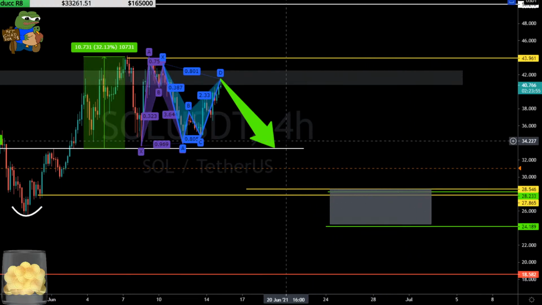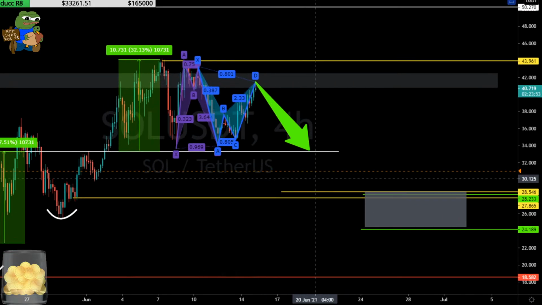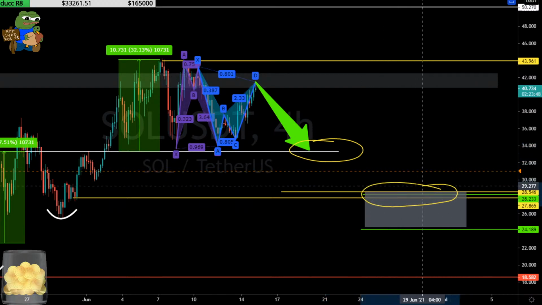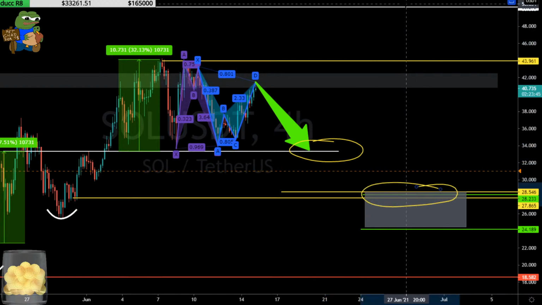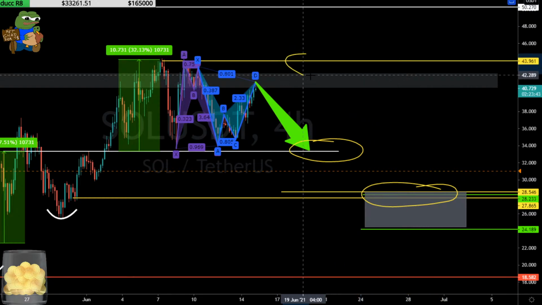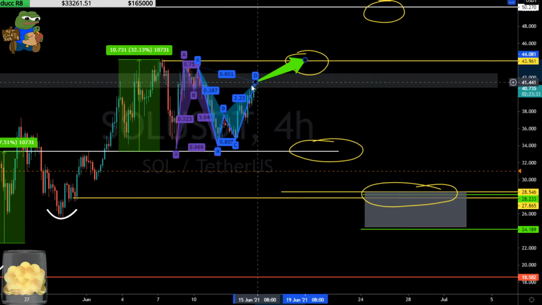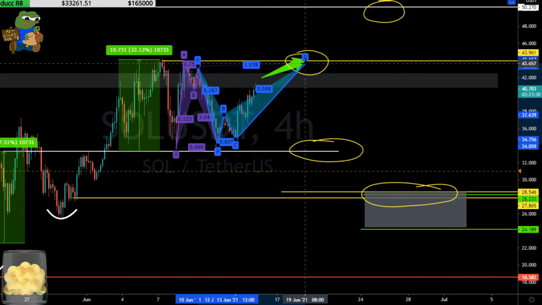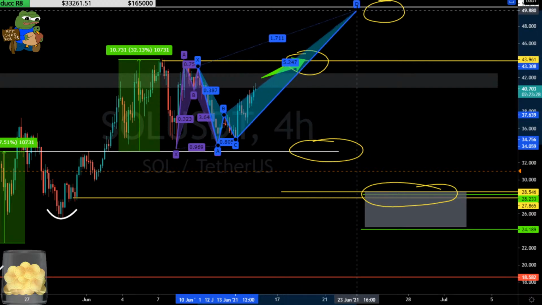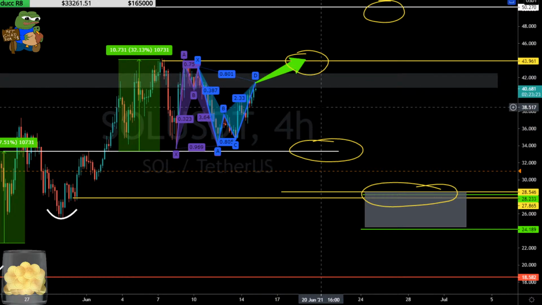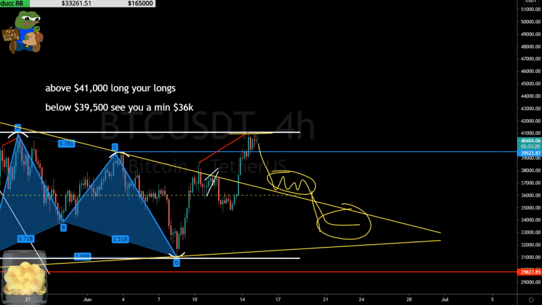Again, this would be Bitcoin at 36. This would be Bitcoin at 33. This up here is Bitcoin at 41, and this is Bitcoin at 46. So depending on what happens with Bitcoin, if you get above 41, SOL is going to start invalidating stuff, and you're going to be doing stuff like this. Again, it depends on Mother Bitcoin, right?